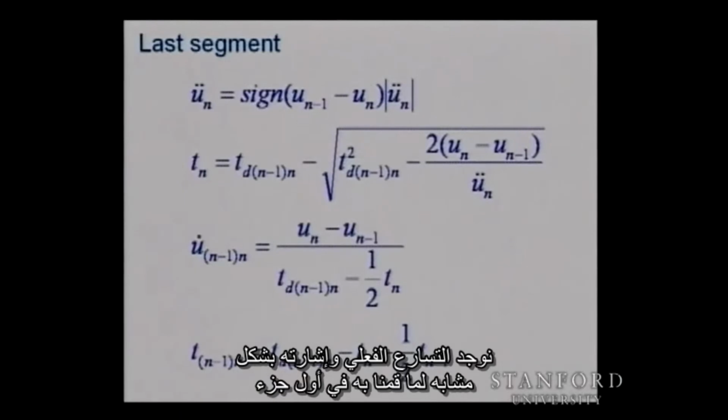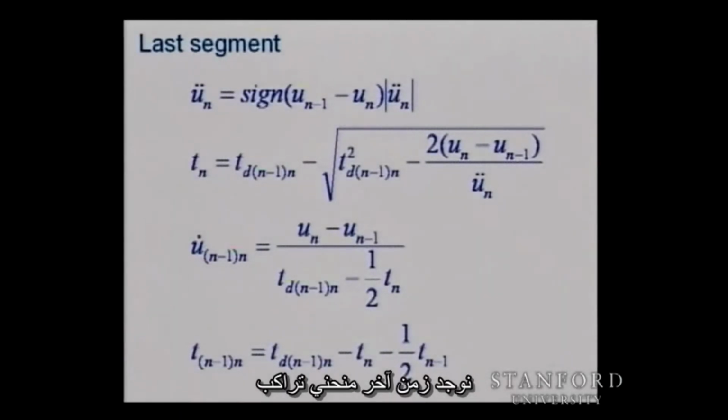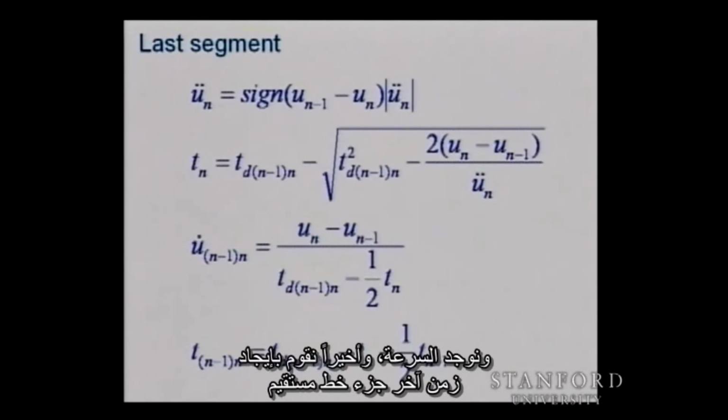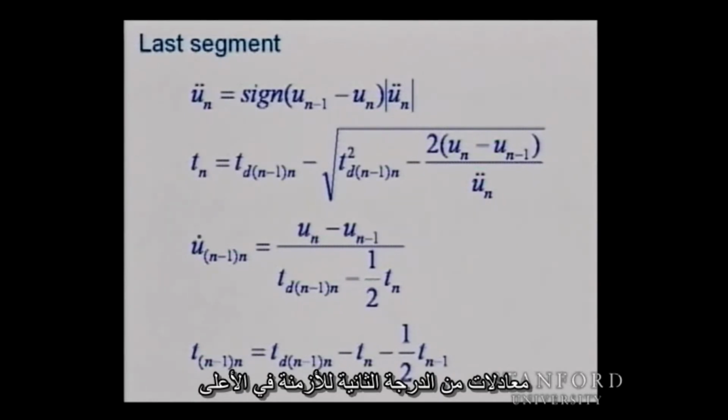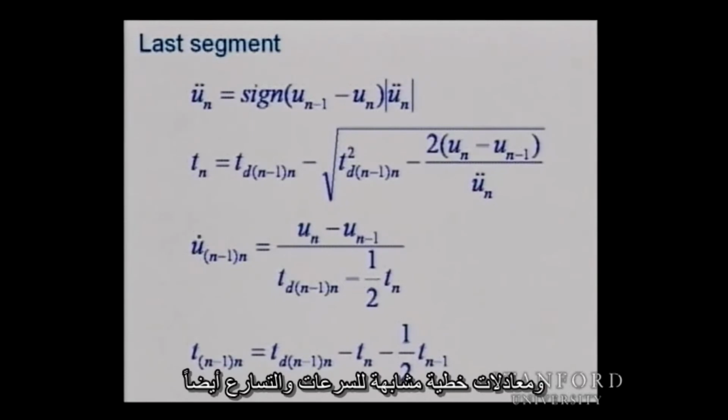similarly to the first one, we find the actual acceleration, the signed acceleration. We find the time for the last blend. We find the velocity. And finally, we find the time for the last straight line segment. Okay? It kind of looks hairy, but it's very simple formulas, very simple derivation. Basically, second degree equations for the times up there, and similar linear equations for the velocities and the accelerations.